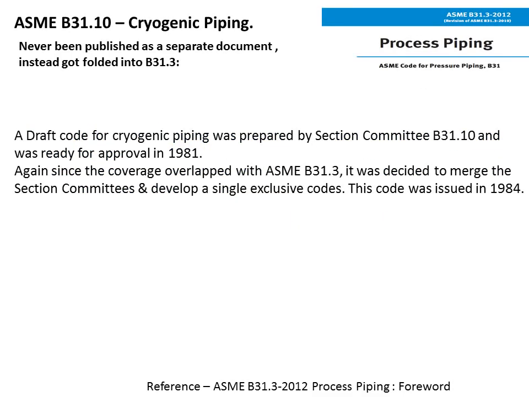Next we have B31.10. It was meant for cryogenic piping and this never got published as a separate document. Instead, it again got folded into B31.3. A draft code for cryogenic piping was prepared by Section Committee B31.10 and was ready for approval in 1981. Again, since its coverage overlapped with ASME B31.3, it was decided to merge the Section Committee and develop a single exclusive code. This code was issued in 1984.